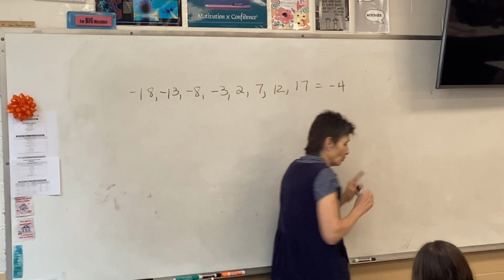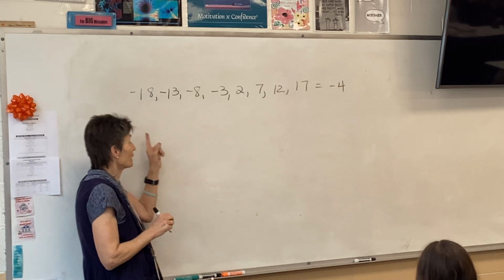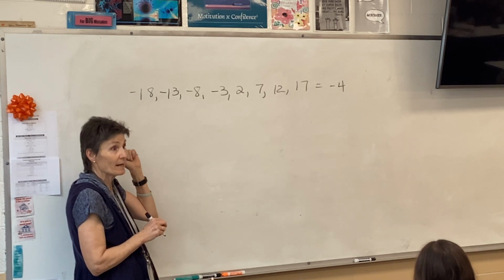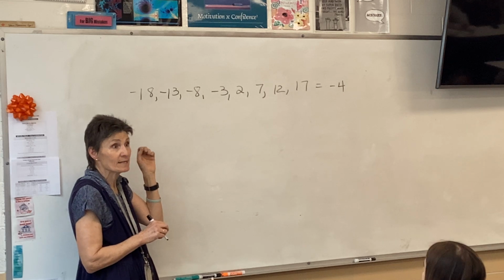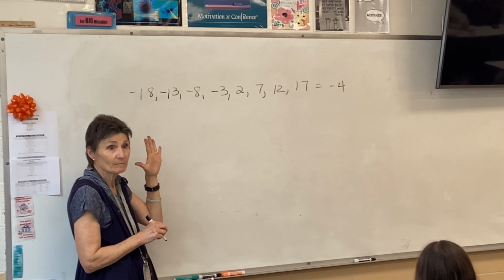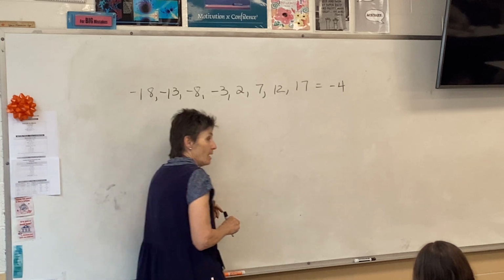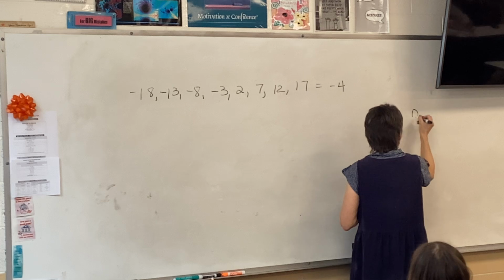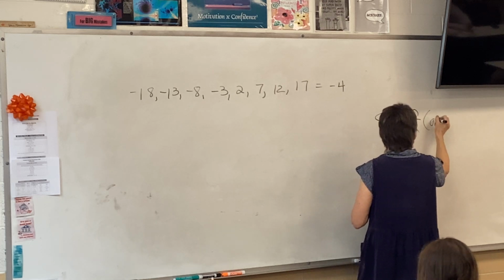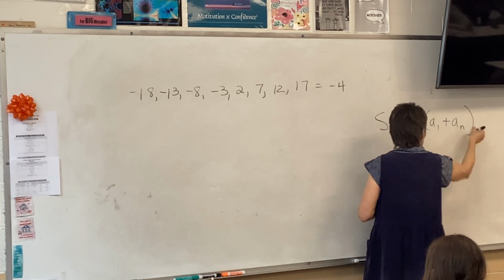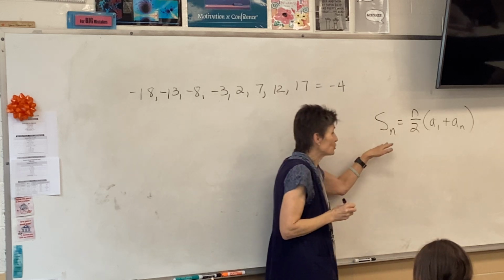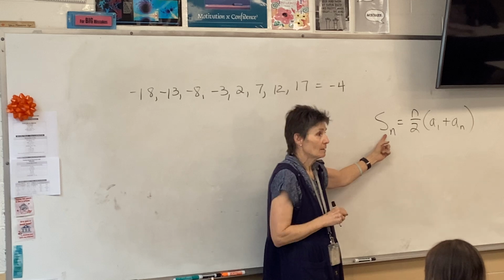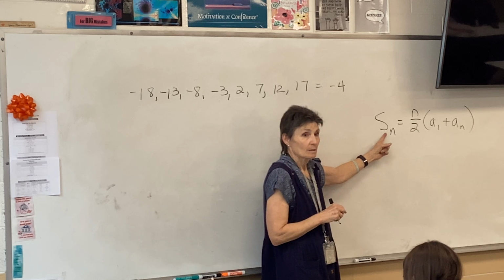Okay, what kind of sequence is that? We didn't clear that up. What kind of sequence is this? Is this arithmetic or geometric? Arithmetic. The common difference is 5. The formula for an arithmetic sequence to add them, to find the sum, is this. Okay, so this is your arithmetic sum formula.